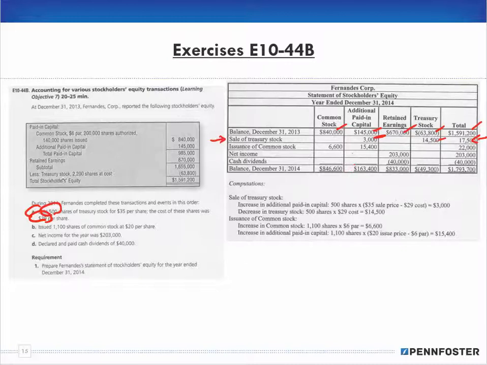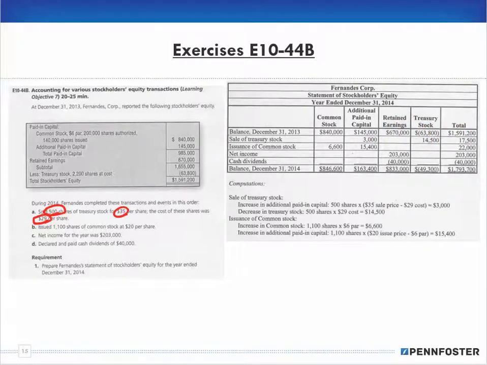Let me just quickly go back over that. So we're looking at the sale of treasury stock, right? We're selling 500 shares at $35 a share. So 500 times 35 is $17,500. But the cost of the shares is $29. So 500 times 29 is $14,500. And the difference between the two is the $3,000 in paid in capital.